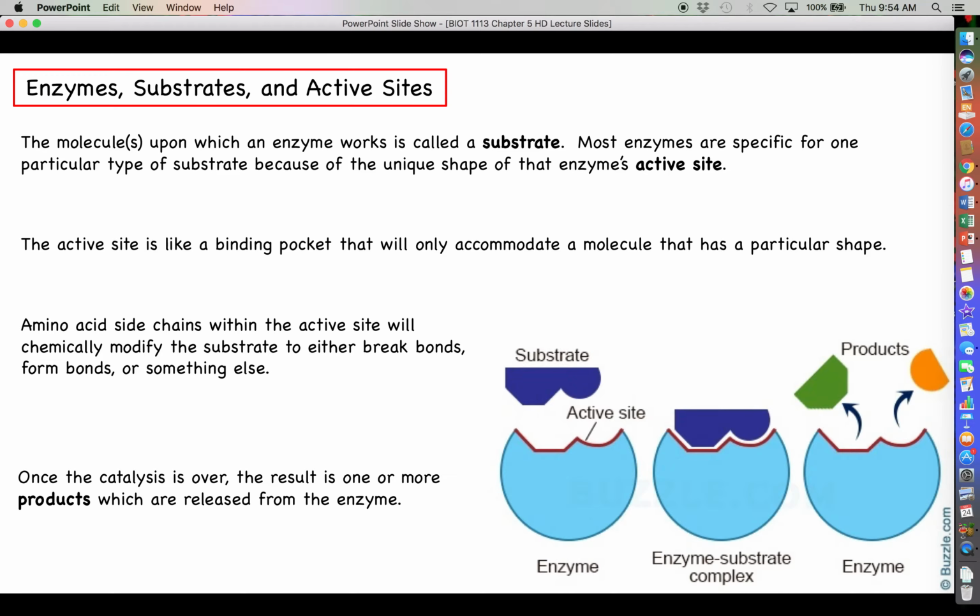So most enzymes can do this process many times in a given amount of time. A lot of enzymes have a rate of thousands or even millions of reactions per second. So these reactions can actually happen at a staggering speed.